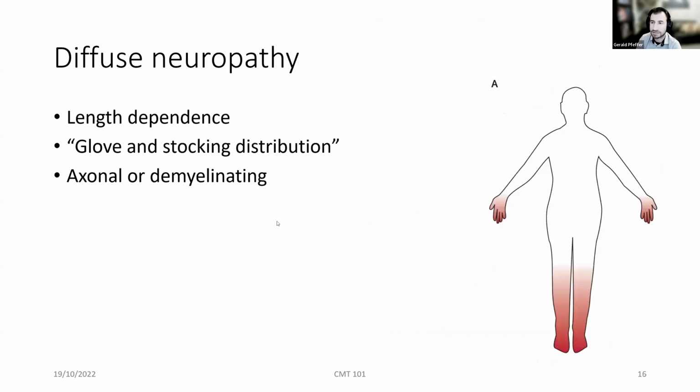So generally in these diffuse neuropathies, it can have this type of pattern of injury in the red here, where it can have a glove and stocking distribution, where the further regions from the central nervous system are more affected than the closer regions. And as the condition progresses, it tends to migrate upwards to affect shorter nerves.